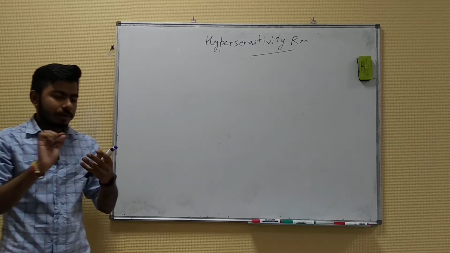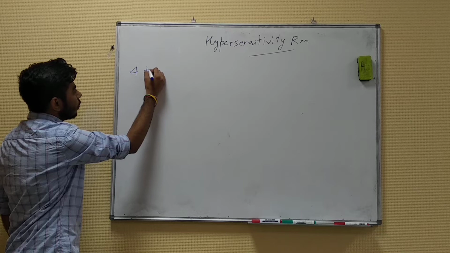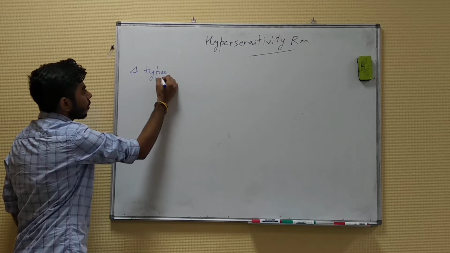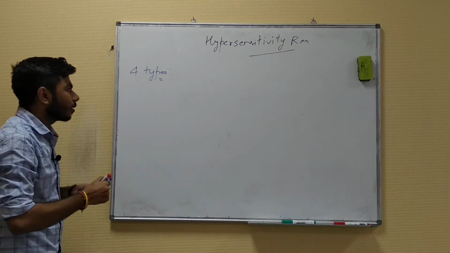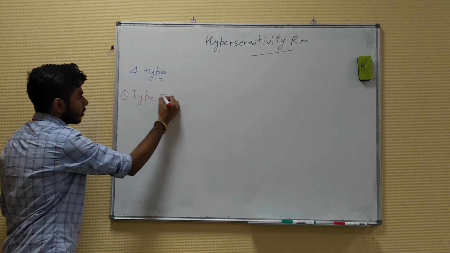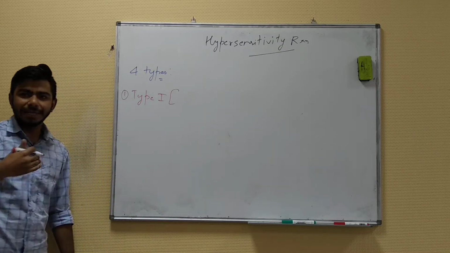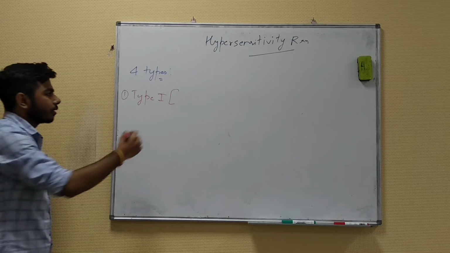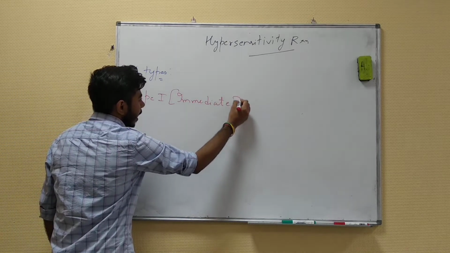So mainly we will be talking about hypersensitivity as 4 types. What are these 4 types? Type 1 hypersensitivity. Yes, type 1 is anaphylactic, so we also call it immediate hypersensitivity. The other name for this one is immediate hypersensitivity.